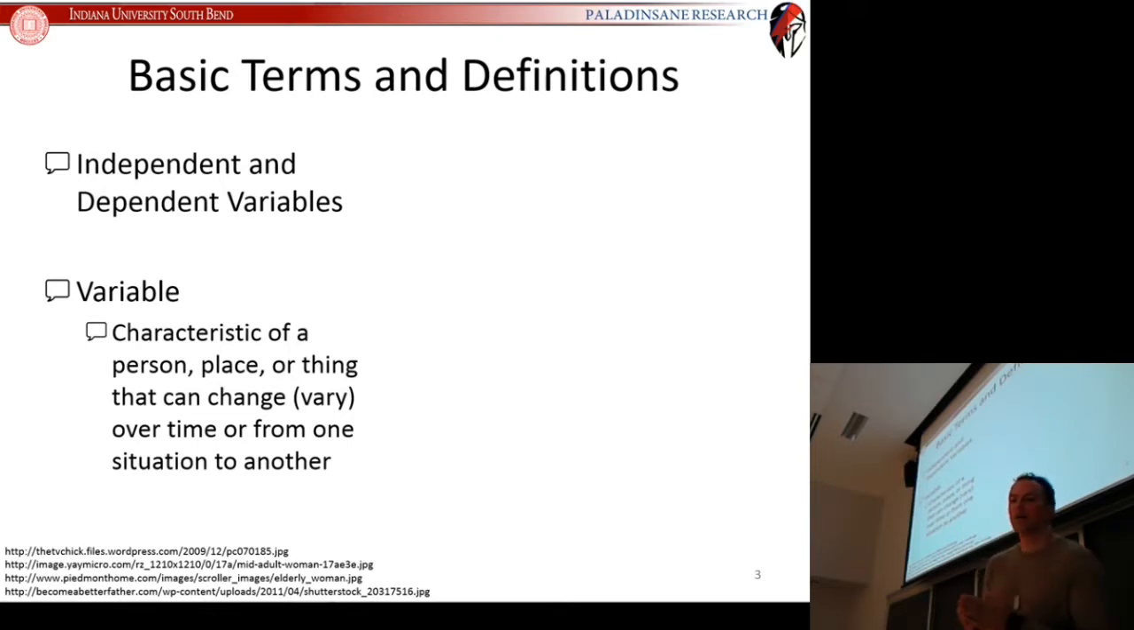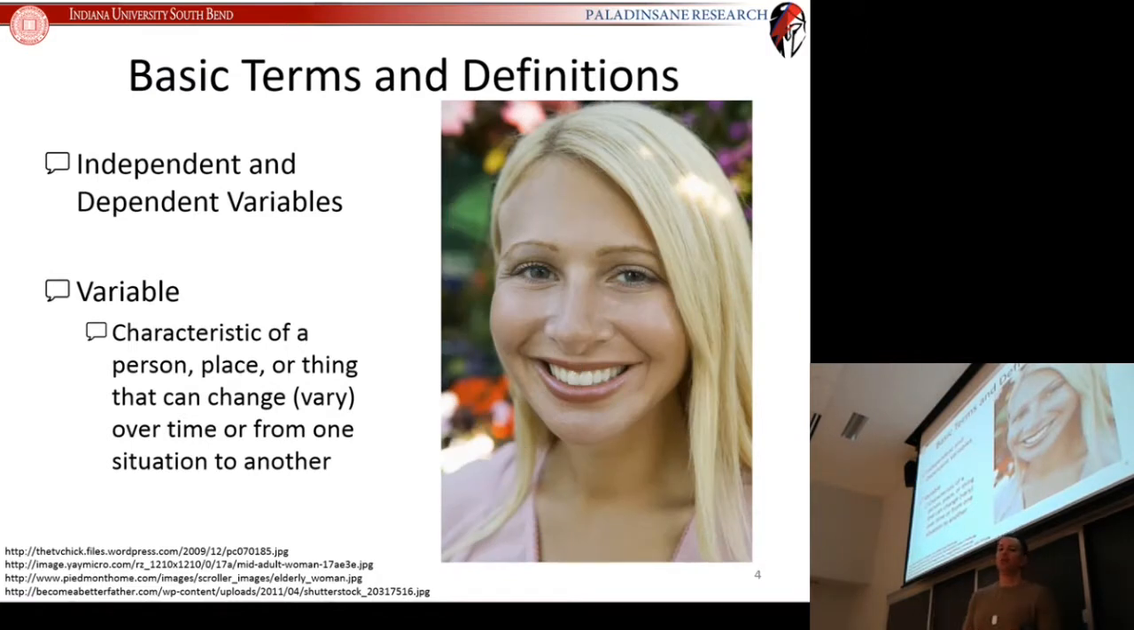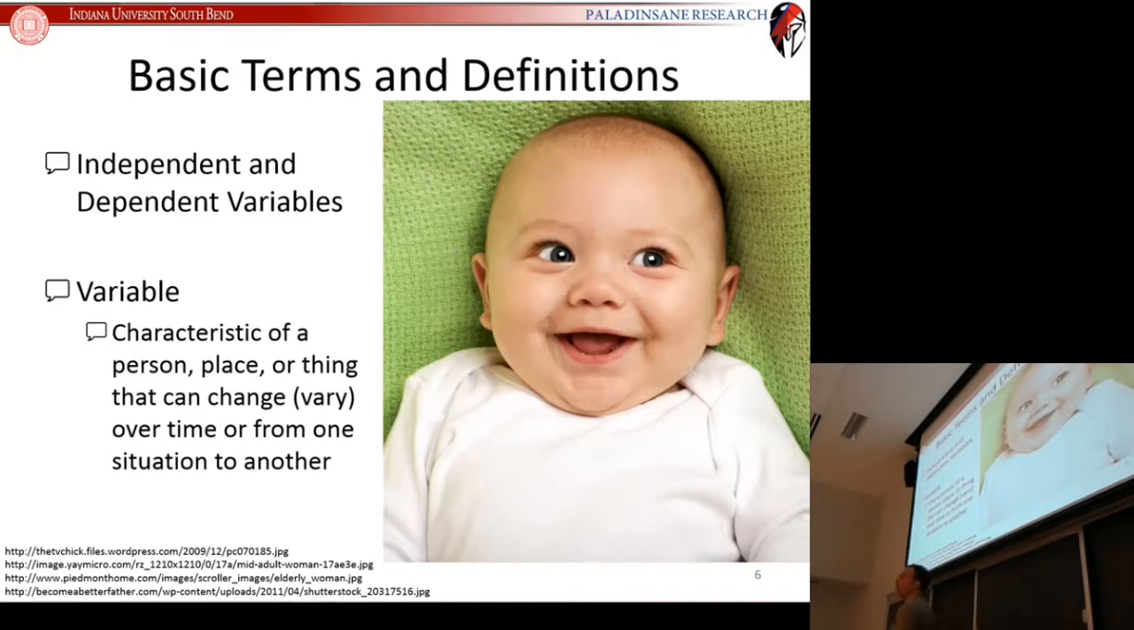So one variable, one characteristic of a person that can be different, both for a single person and for different persons, is something like age. Age is a variable in a lot of psychological studies, and it's a variable because it can be different. You could be a teenager, you could be a young adult, you could be elderly, you could be an infant, right? These are all different values of age, and that is what makes age a variable.